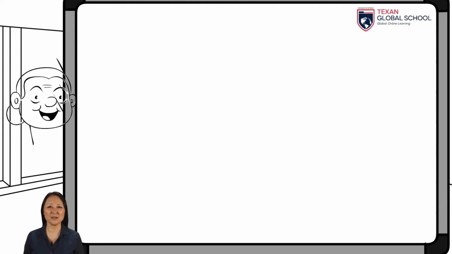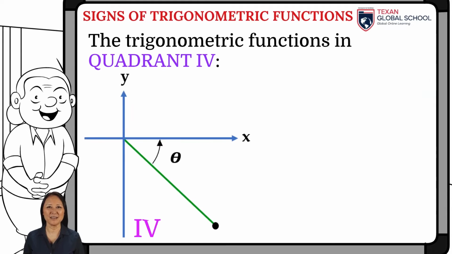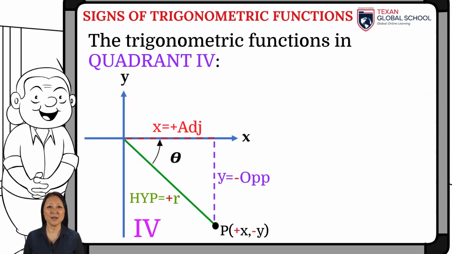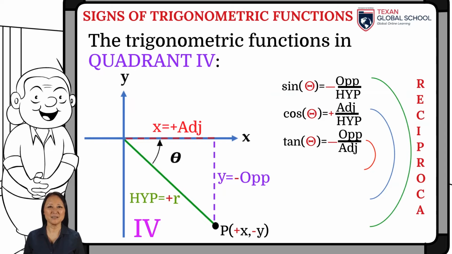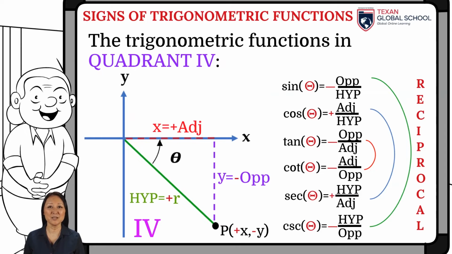And in quadrant 4, the abscissa is positive and the ordinate is negative. Due to the Pythagorean theorem, the hypotenuse will always be positive. Putting in the ratios, we can see that the cosine and its secant reciprocal are positive. All other trigonometric ratios are negative.